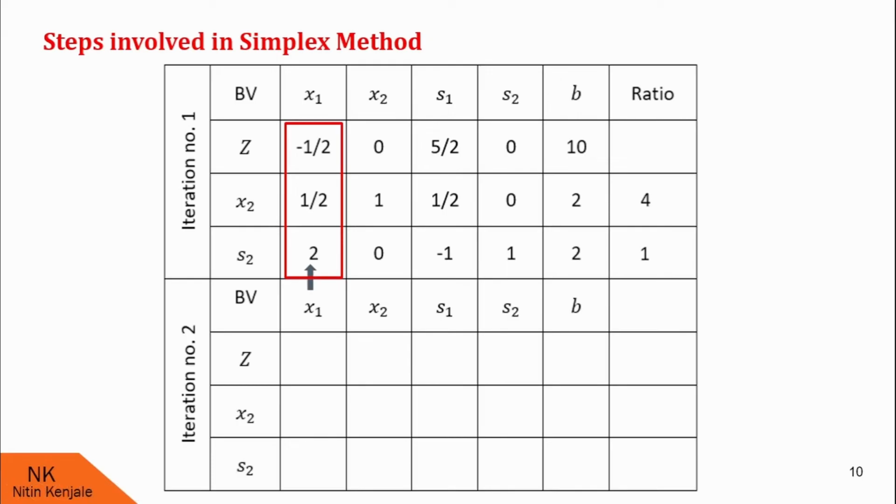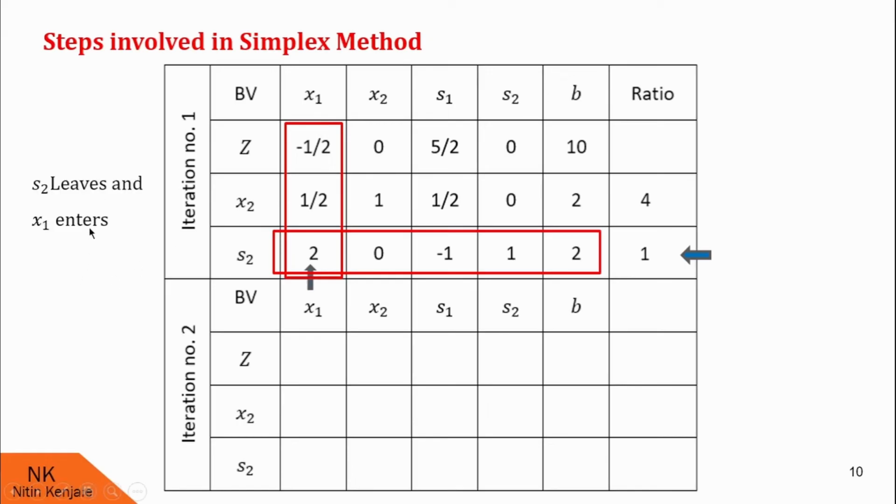Next, we select key row. For that, we have to see the smallest value in the column of ratios. It is 1 here. So this is our key row. Next, we make a note of outgoing variable and incoming variable. We know the outgoing variable is the variable to the left of key row. So S2 is the outgoing variable and the incoming variable is the variable at the top of key column. So X1 here is the incoming variable. So we will make a note of it. S2 leaves and X1 enters, and we will replace this S2 by X1 like this.